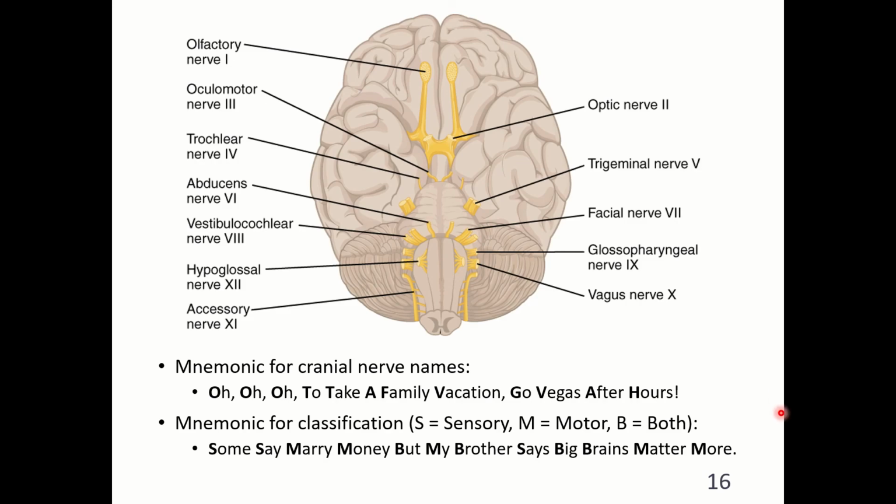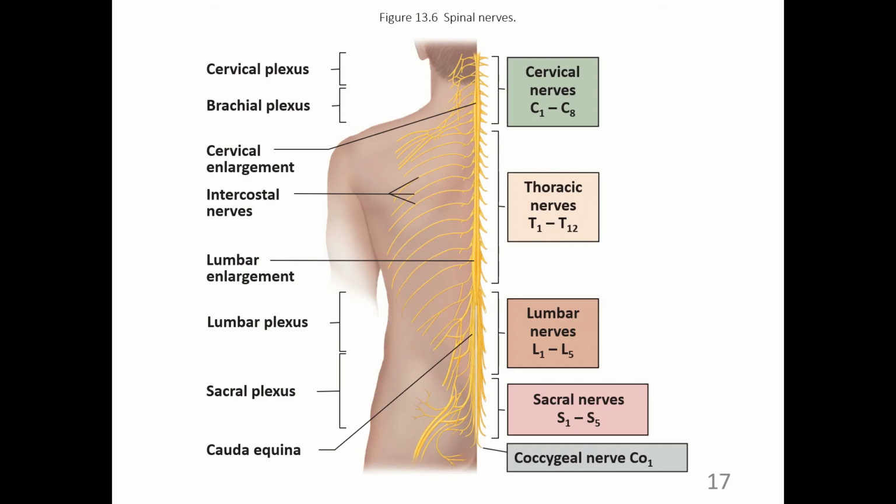This illustration shows the cranial nerves. There are 12 of them, and we will learn more about them as we move through the nervous system lectures. Here are the spinal nerves. There are 31 pairs of spinal nerves, and they are named based on the region of the spinal cord and the vertebral column that they arise from: cervical, thoracic, lumbar, sacral, coccygeal. We will also talk about spinal nerves in more detail as we move forward in our lectures.